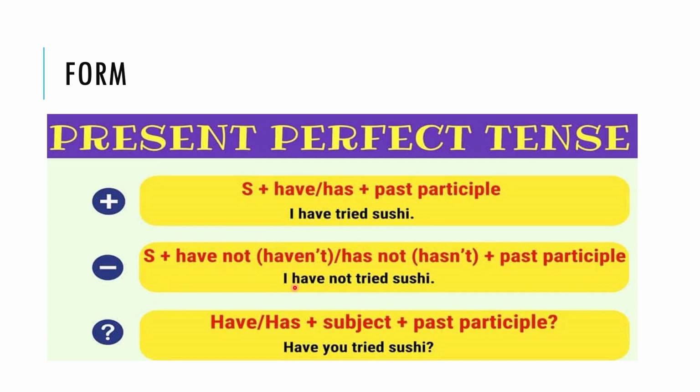Look at the example now here. I is an exception, so we use have with it. I have not tried sushi. So we can also say I haven't tried sushi. Now when we want to make interrogative statements or questions with the present perfect tense, we use have or has in the beginning, then the subject, and then the past participle. Change the places of have and subject. Have you tried sushi? Now tried is the past participle or the third form of the verb.